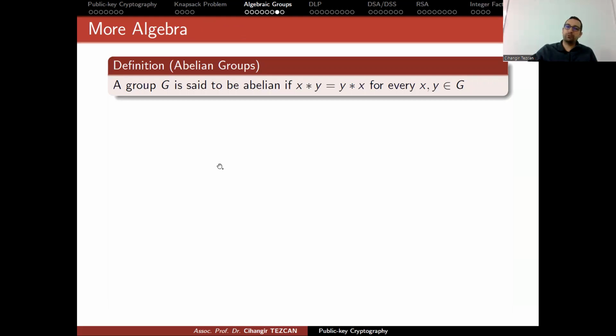Okay, moving on to abelian groups. A group G is said to be abelian if x star y equals y star x. So we are actually talking about commutativity here. The order of the elements shouldn't change the result. If you think about regular mathematical operations like addition and multiplication, this is always the case. So you might think that every operation is commutative, or abelian, in this definition? The answer is no. Think about matrix multiplication. If you change the order, the result will be different.